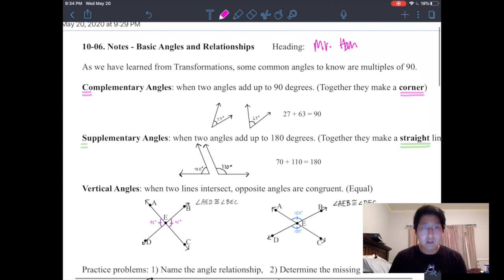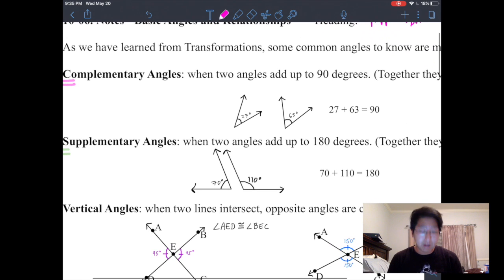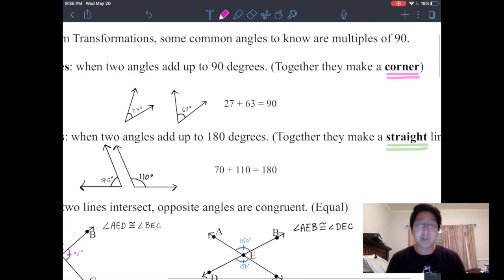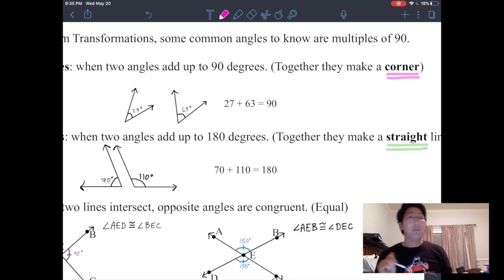So here, the first type of angle we're going to be talking about are complementary angles. Now, I want you to think: complementary angles starts with what letter? It starts with the C. Complementary angles are when two angles add up to be 90 degrees. Together they make a corner. So C, I want you to think corner. If you think of any corner of the room, if I turn around to any corner of the room, there's a 90-degree angle, 90-degree angle, 90-degree angle, 90-degree angle. So corner, think of a 90-degree angle. Complementary angles starts with the C.